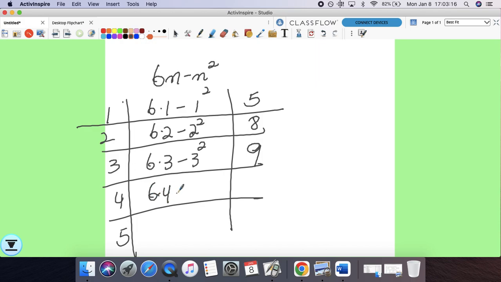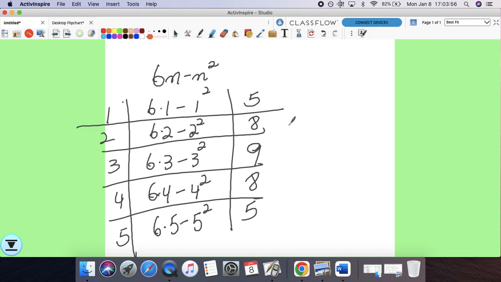6 times 4 is 24. 4 squared is 16. 24 minus 16 is 8. Yep, 24 minus 16, it is 8. This would be 6 times 5 minus 5 to the second power. 6 times 5 is 30 minus 25, which gives me 5. Okay. And those are your first 5 terms of that particular sequence.